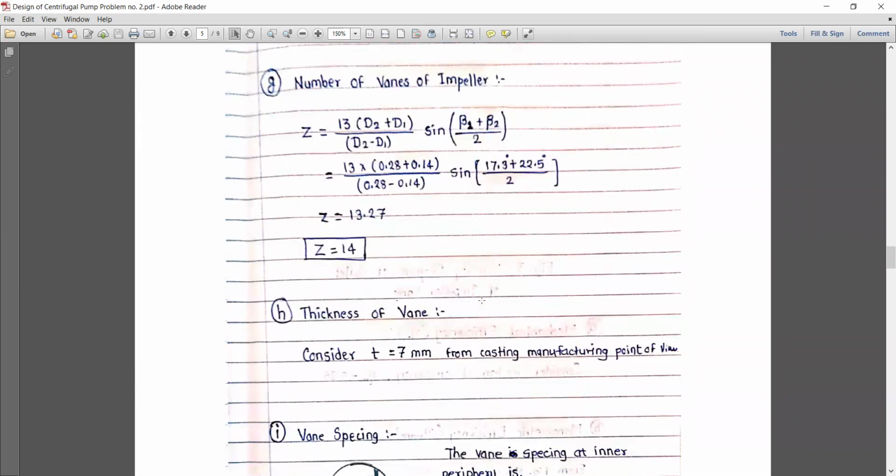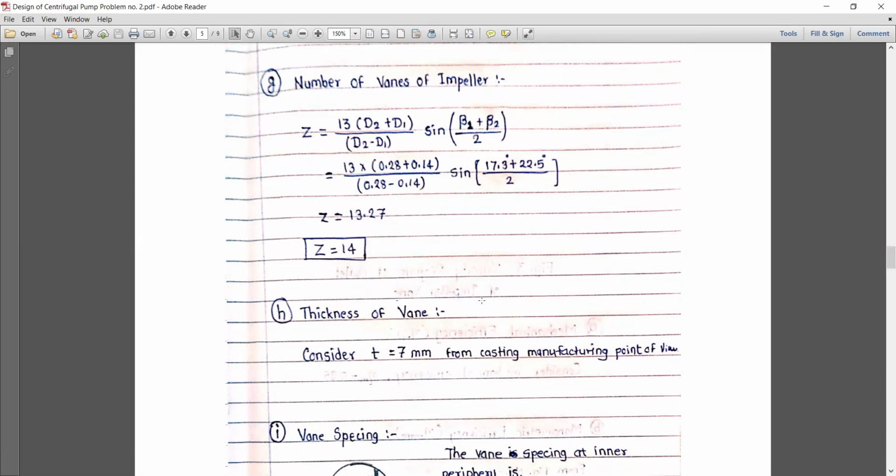Next one, the number of vanes. For that, z is equal to 13 times (d1 plus d2) divided by (d2 minus d1) times sine of (beta 1 plus beta 2) divided by 2. Beta 1 is 17.3, beta 2 is 22.5, d2 is 0.28, and d1 is 0.14. Putting all the values, z is equal to 13.27. We need to round it up because there is no half vane or quarter vane. So the number of vanes is 14.